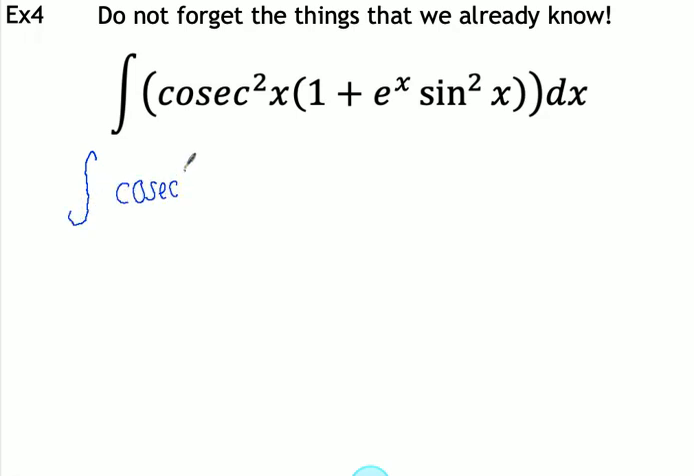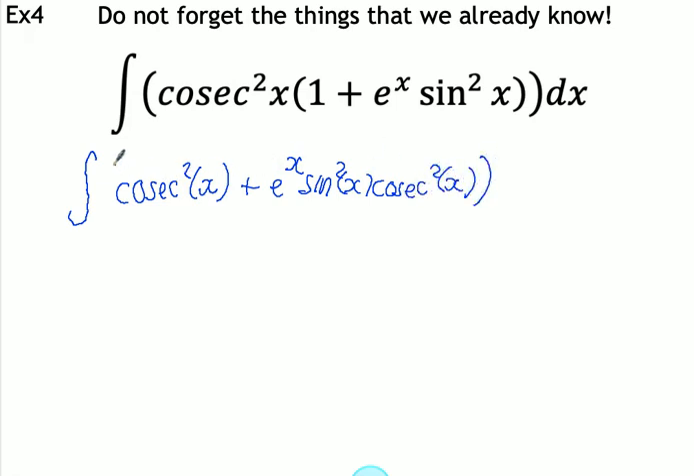So cosec squared x, add e to the x sine squared x cosec squared x. And of course we're still integrating that with respect to x. I've not integrated it yet. Now you may look at that and go, well, that's not made it any simpler for me. However, using our knowledge of reciprocal functions, we should be able to see that sine squared and cosec squared cancel each other out. Lovely stuff.